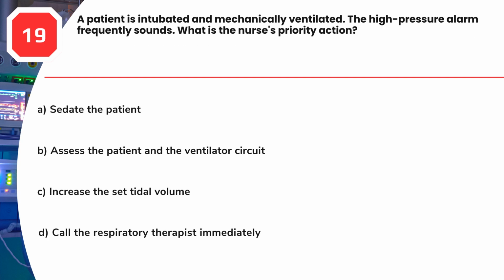Question 19. A patient is intubated and mechanically ventilated. The high-pressure alarm frequently sounds. What is the nurse's priority action? A. Sedate the patient. B. Assess the patient and the ventilator circuit. C. Increase the set tidal volume. D. Call the respiratory therapist immediately.